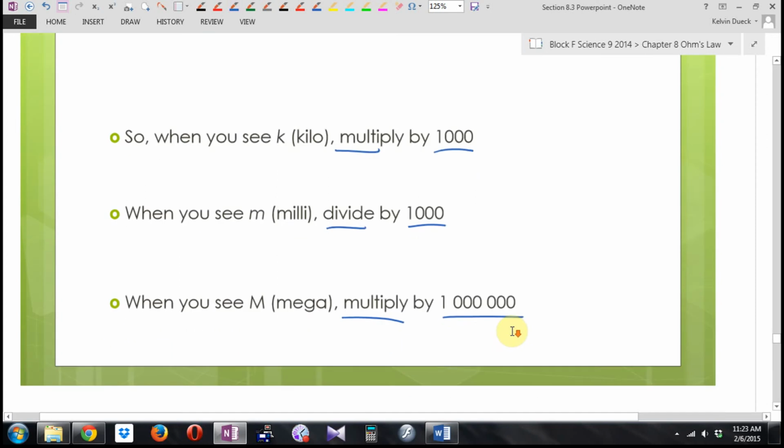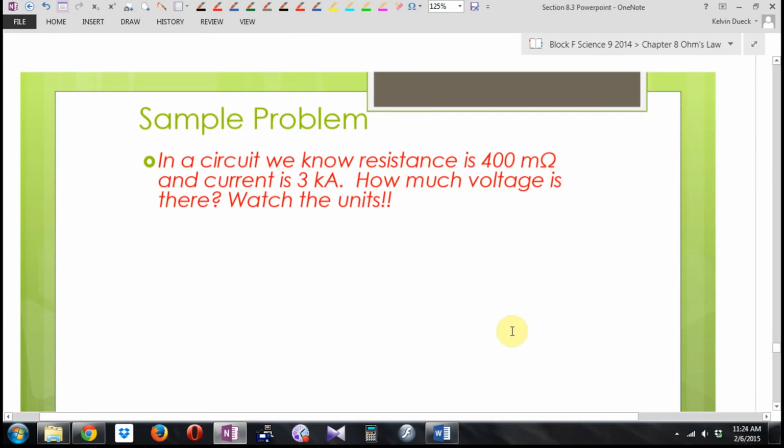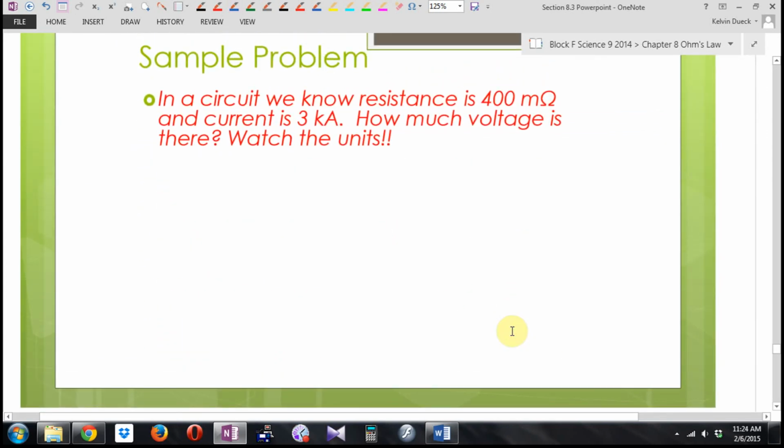Let's do an example. In a circuit, we have a resistor and it's labeled 400 m ohms, the omega symbol. How would I read this in English? What does the lowercase m stand for? Milliohms. 400 milliohms, and the current is 3 kiloamps. Okay. What's this question asking me to find? Let's write down V equals question mark.